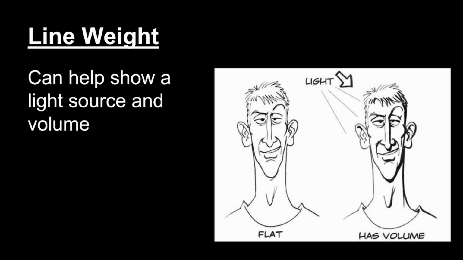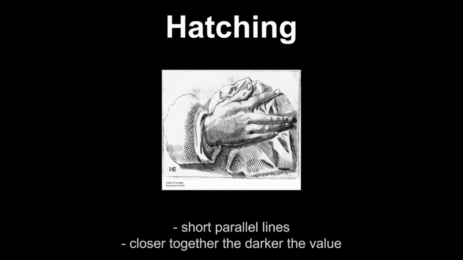So we've talked about this before, how we can use line weight to show a light source, maybe give a little bit of volume to an image. But if we want to start to show value with line, we're going to do hatching. So hatching is short, parallel lines that are often closer together to show darker values. So you can build them up by having them closer together.